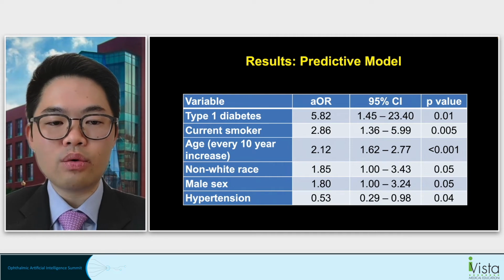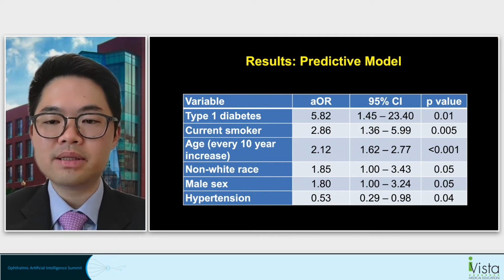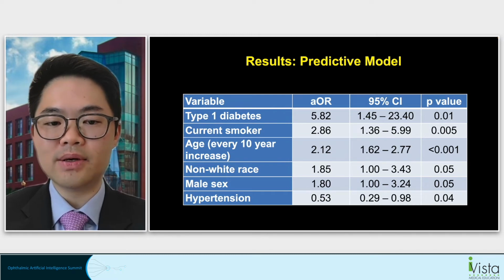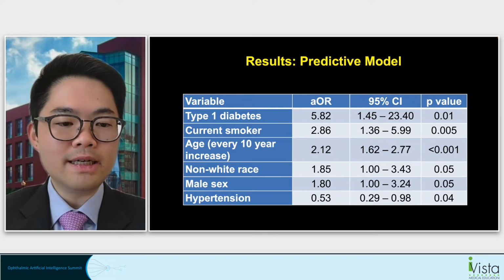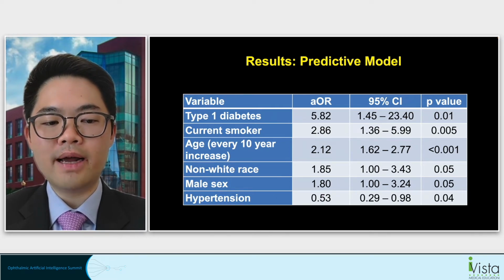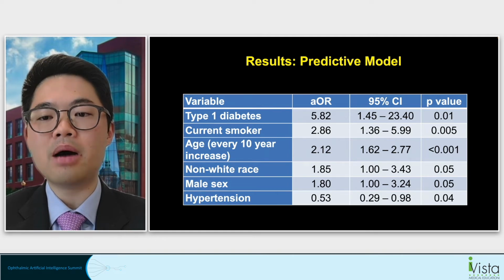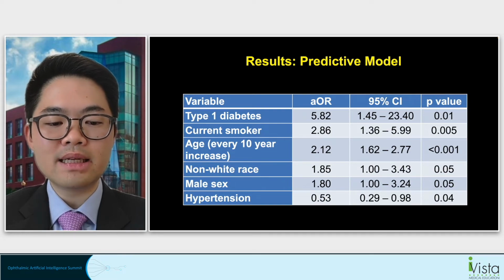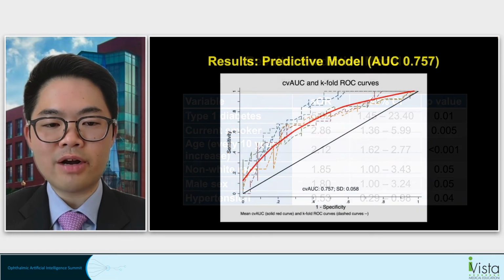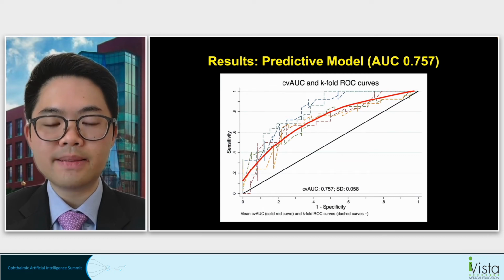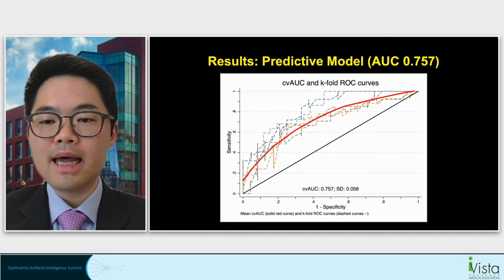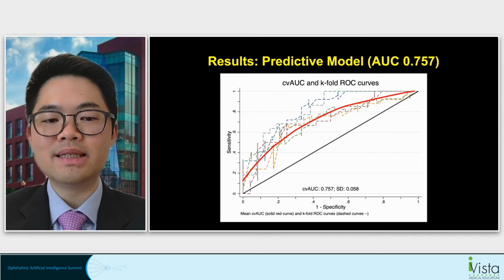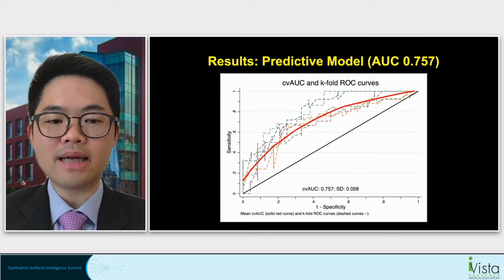Next, we looked at the data a little bit differently using multivariable logistic regression. The same variables came out to be associated with non-diagnostic exam. The only difference is that when we looked at non-white race, male sex, and hypertension in this particular model, they were actually statistically significant. Next, using the multivariable logistic regression model, we split our data into 5 different folds and did a 5-fold cross-validation to see how good our model was in terms of predicting which patients would be non-diagnostic.